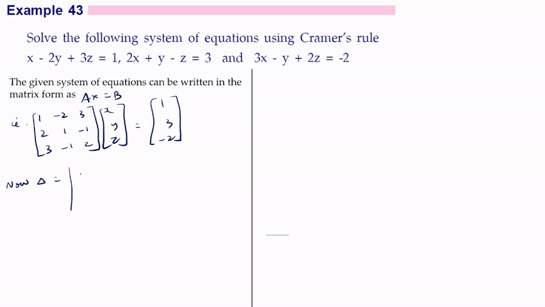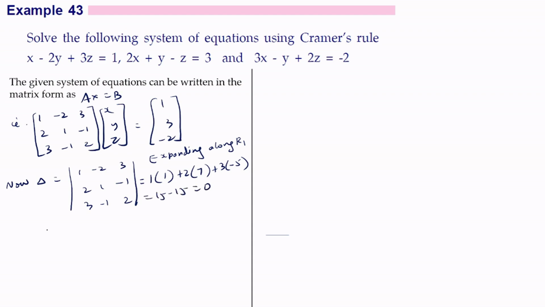So delta is determinant of 1, minus 2, 3, 2, 1, minus 1, 3, minus 1, 2. So expanding along R1. So this is 1 into 2 minus 1, 1. Minus of minus 2 is plus 2 into 4 minus of minus 3, plus 3. Then plus 3 into minus 2 minus 3, minus 5. So this is 15 minus 15, which is 0. So we are getting delta as equal to 0.